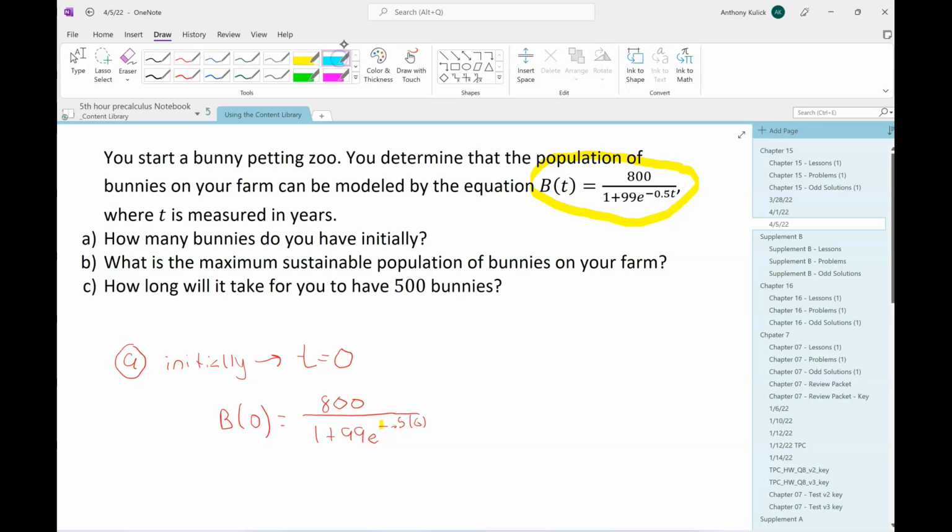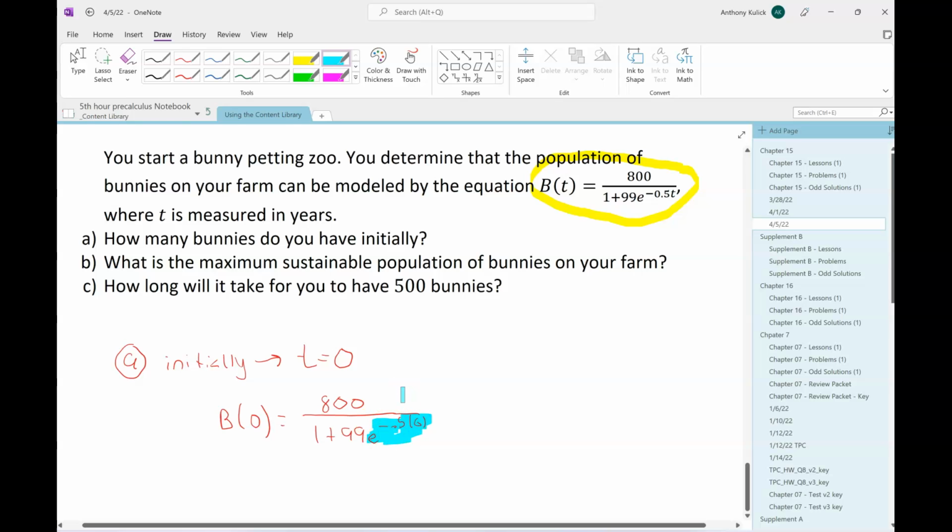Let's use a different color. Negative 0.5 times 0 is? Okay. E to the 0 is 1. 99 times 1 is? 1 plus 99 is? So we would have 8 bunnies. 800 was a little bit of an overestimate there.